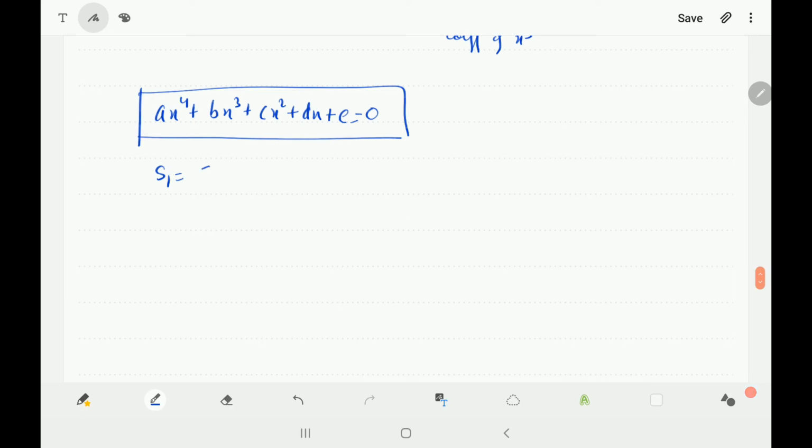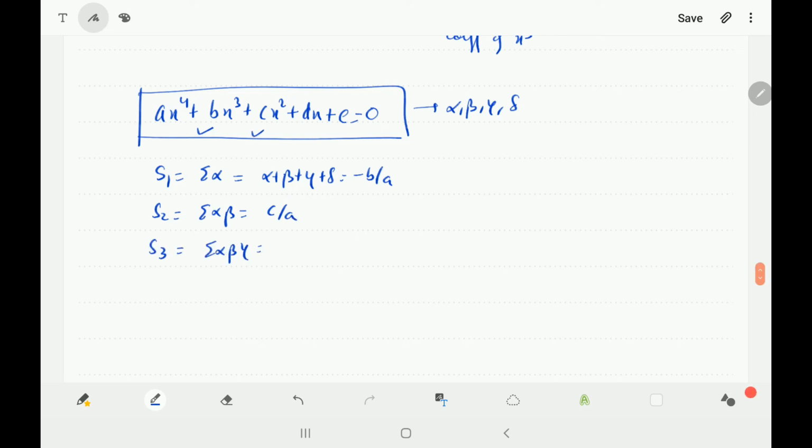If I write S1, which is summation alpha, let's consider the roots are alpha, beta, gamma, delta. So this value will be alpha plus beta plus gamma plus delta, which is equal to minus b by a. And if I write S2, which is sigma alpha beta, now I have used that term, the next term will be plus c by a. Now S3, which is sigma alpha beta gamma, I have used that term, the next term will be minus d by a, alternate signs. S4 is sigma alpha beta gamma delta, this term is already used, so e by a.